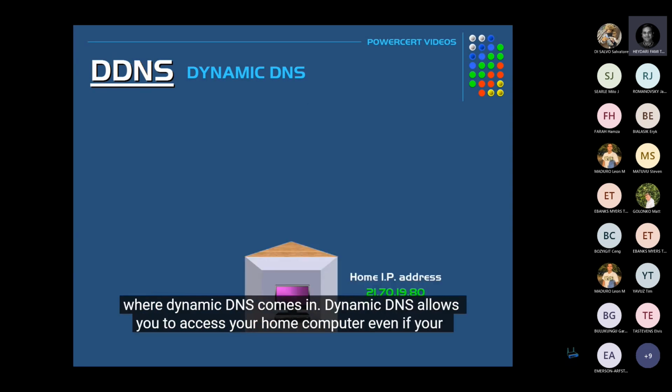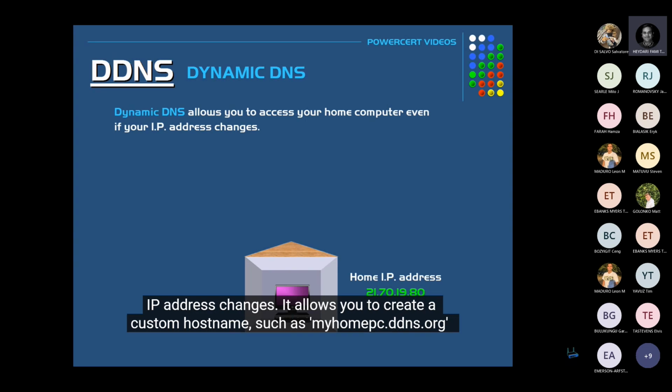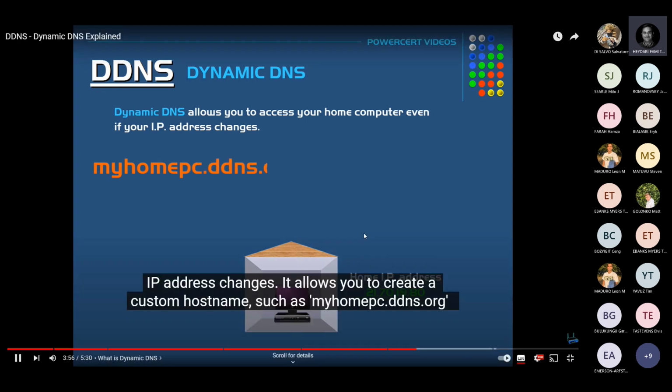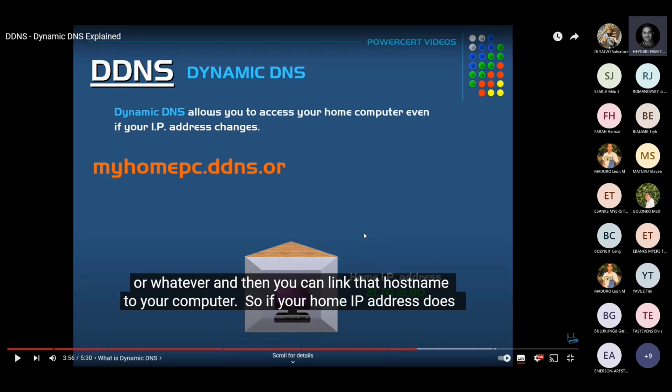So this is where dynamic DNS comes in. Dynamic DNS allows you to access your home computer even if your IP address changes. It allows you to create a custom hostname such as myhomepc.ddns.org. Now look at the slides in front of you and you should be able to see the custom host name for this example that Cisco has provided.